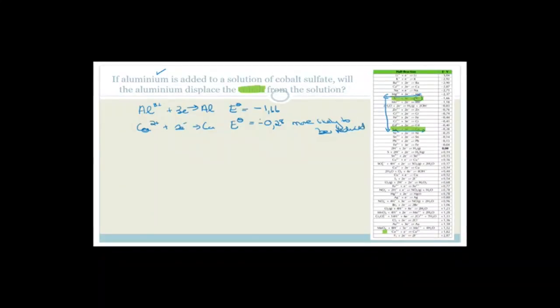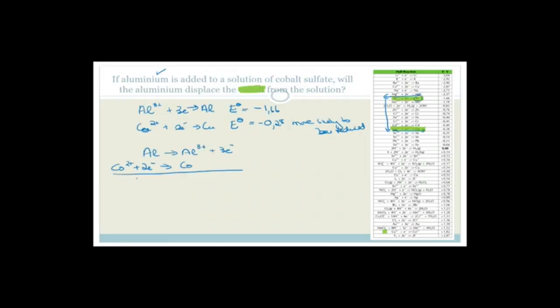Oxidation reduction, yeah. Because if it's more positive, it's going to gain the electrons. So if it's reduced, then it's gaining electrons. So that works, which means this is more likely to lose electrons. So the reaction is going to be aluminium goes to aluminium 3 plus, plus 3 electrons. And similarly, cobalt 2 plus, plus 2 electrons goes to cobalt. And then you can balance it, etc., but they haven't asked us to do that.